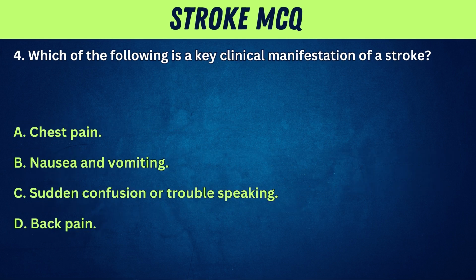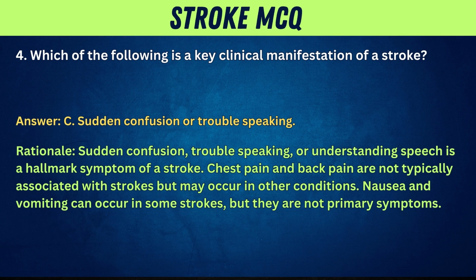4. Which of the following is a key clinical manifestation of a stroke? A. Chest pain. B. Nausea and vomiting. C. Sudden confusion or trouble speaking. D. Back pain. Answer: C. Sudden confusion or trouble speaking. Rationale: sudden confusion, trouble speaking, or understanding speech is a hallmark symptom of a stroke. Chest pain and back pain are not typically associated with strokes, but may occur in other conditions. Nausea and vomiting can occur in some strokes, but they are not primary symptoms.